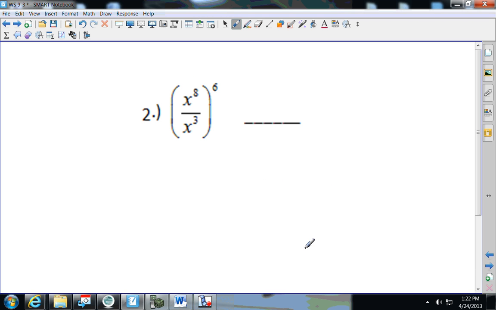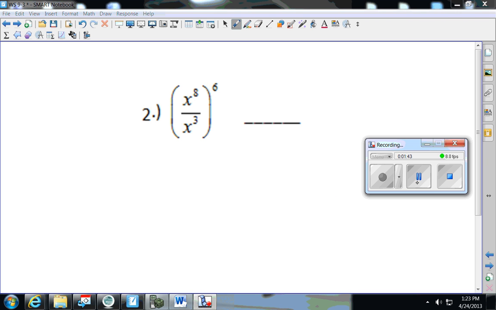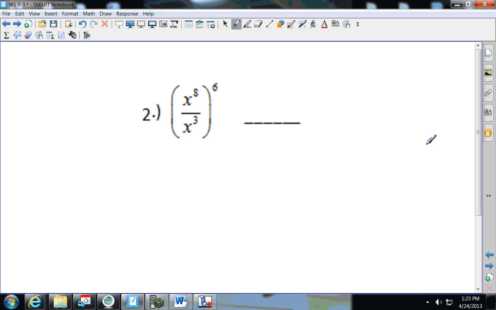Here's number 2. Write down number 2. Now on number 2, what we're going to do is you're going to start on the inside. Always inside the parentheses. Now when you are dividing and your bases are the same, what do you do with your exponents? Subtract. So you take 8 minus 3, which is x to the 5th power, and it's still all raised to the 6th power. Now, 5 times 6. So your answer is x to the 30th. That's your answer.